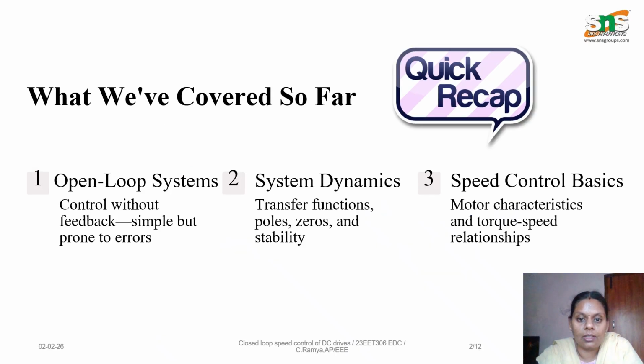Next is a quick recap before entering into the closed loop system, that is, what we have covered so far. First is the open loop system. Here there is no feedback, so we have a simple system, but an inaccurate one. Second is the system dynamics, where we deal with the transfer function, poles, zeros, and stability. Third is the speed control basics, which covers the motor characteristics and speed-torque characteristics of the motor.